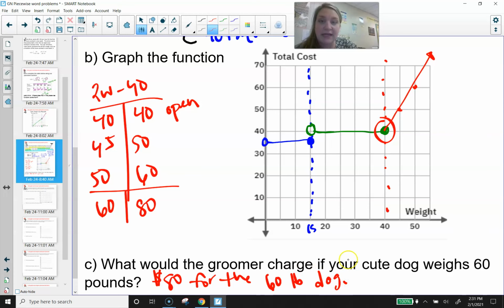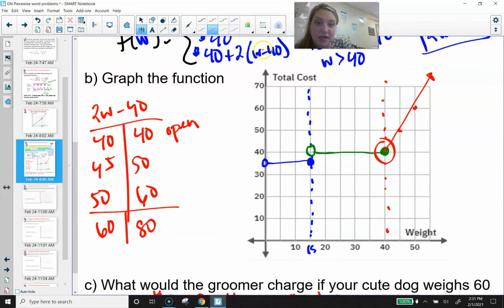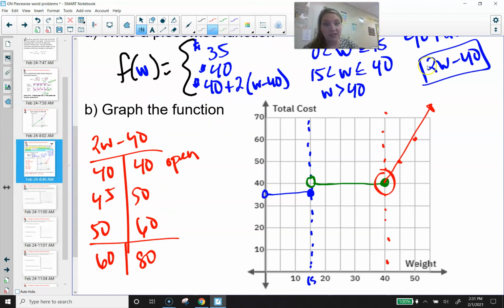Okay, you could plug it into the original equation too, right here. So 60 minus 40 is 20. 20 times 2 is 40. 40 plus 40 is 80. So no matter which equation you use, you're going to get the same answer. So whether you kept it the way it was or if you simplified it, no matter what, you'll get the same result.